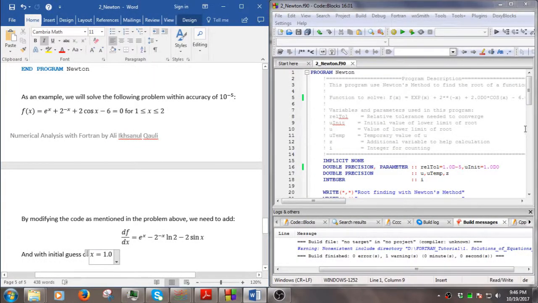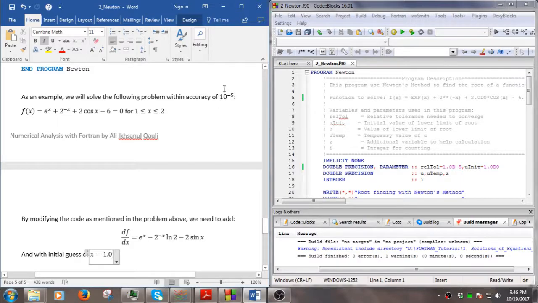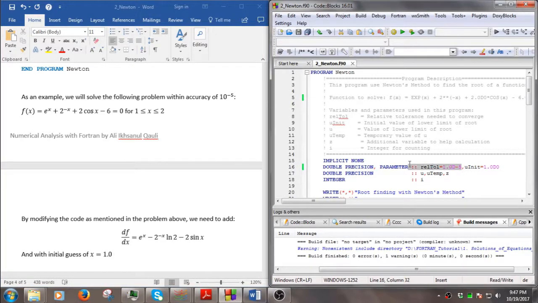Hello, in this video we will learn how to use Newton's method in this code to solve a problem of one variable function. In this problem we have this function to solve, and we have this constraint: x is between 1 and 2, and we want an accuracy of 10 to the power of minus 5. So the first thing we need to change in the code is the relative tolerance. Is it correct already? Yes, it is the same as we need here.